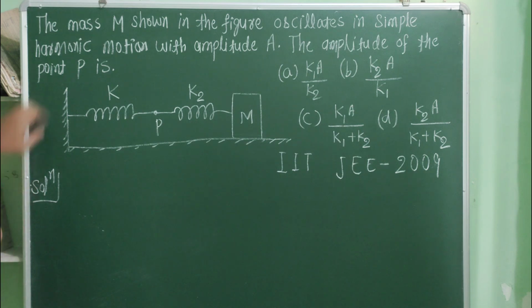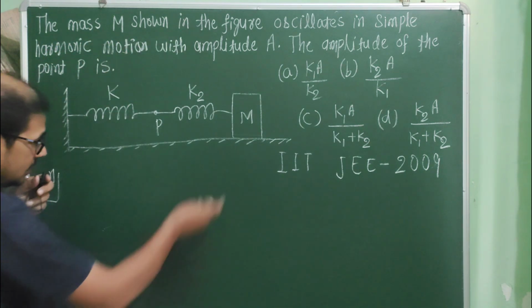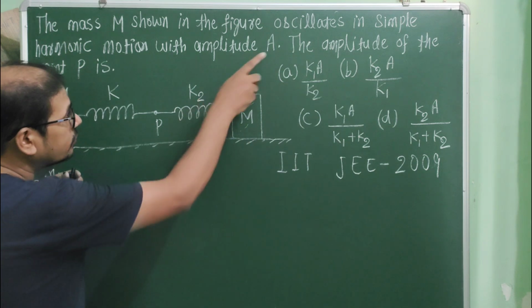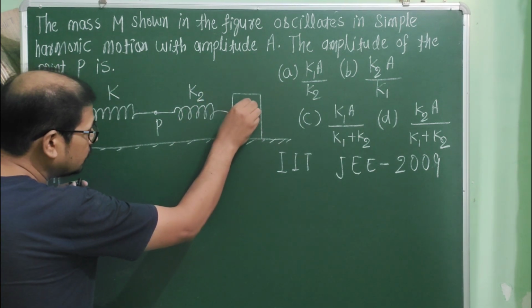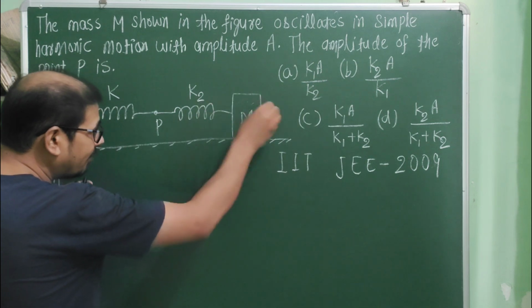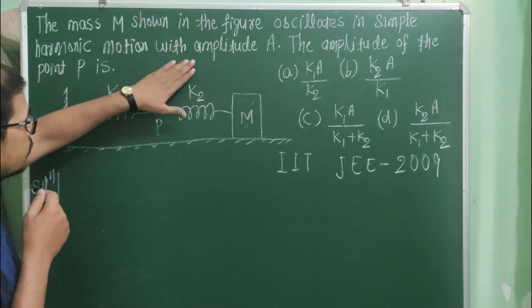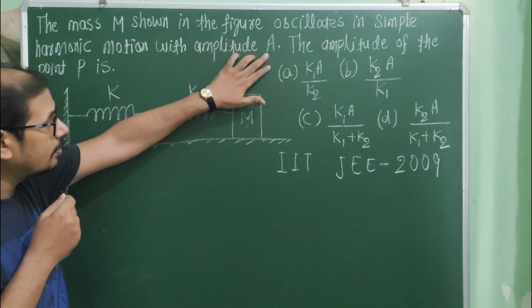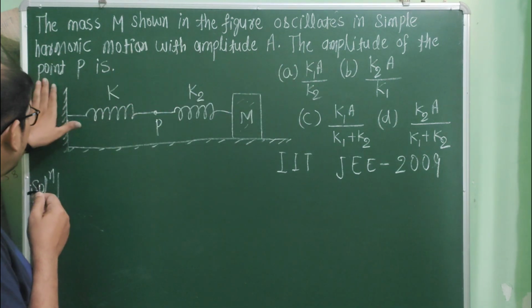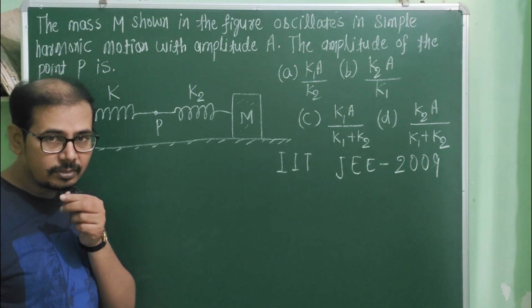Now, in this question, the mass capital M shown in the figure is the mass of the block. It oscillates in simple harmonic motion. Oscillates means that the particle goes back and forth, up and down. It oscillates in simple harmonic motion with amplitude capital A. This is the amplitude of the particle. Now, we have to calculate the amplitude of the point P.